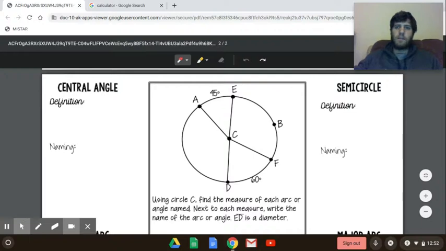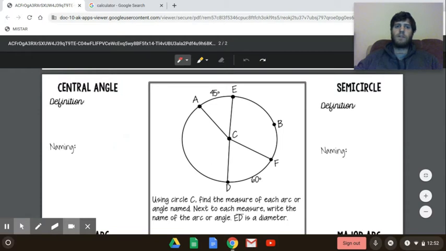Okay, hi guys. So these are the notes for our central angles and arc measures. The first thing we need to know is what arcs are, and then how to find their measure. All right, so we're going to start with four definitions here.